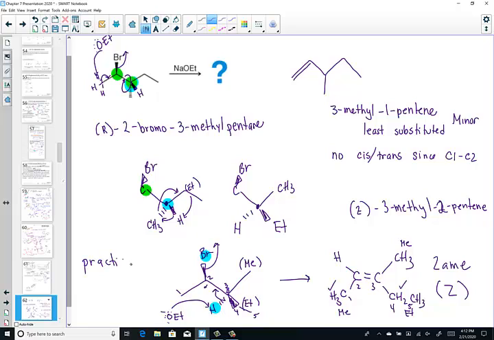Is it E or Z? Before you make that decision, make sure that they're anti-periplanar. The leaving group and the beta hydrogen must be anti-periplanar.